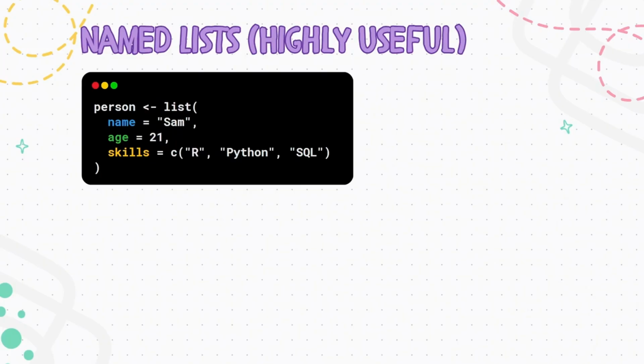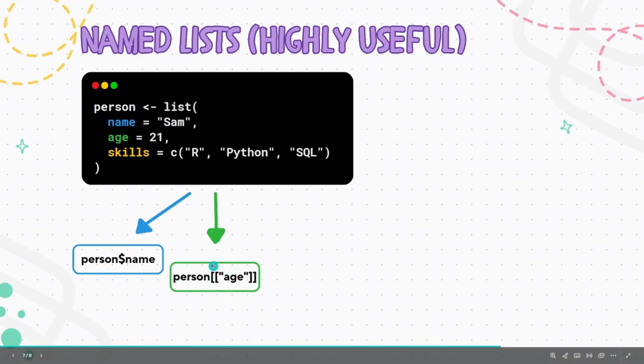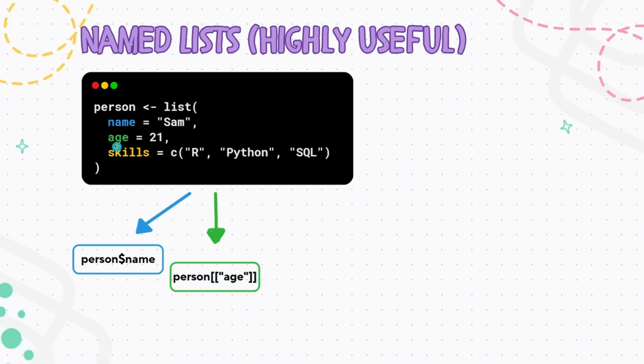So how would you access them? We have three ways. One is by using the dollar sign. Person, dollar sign, person is the name of the list, and dollar sign name would give us Sam. Next up, we have the double bracket. Writing the name of the list, that is person, and then double brackets, and inside quotes, the name of the value that you want to access. In this case, let's say we want to access the value of 21. What name does it have? It has the name of age. So if we put age inside quotes, inside the double brackets, it would give us 21.